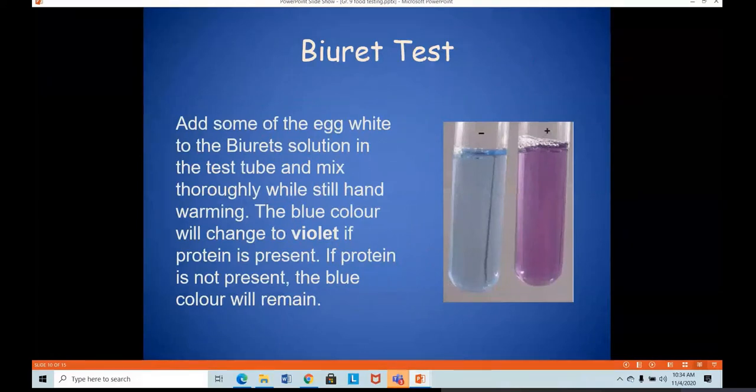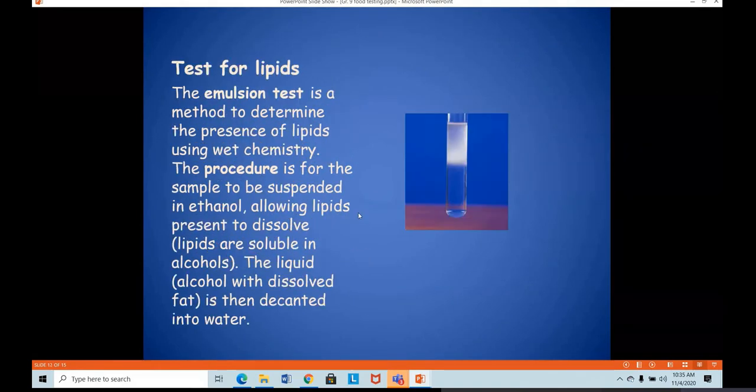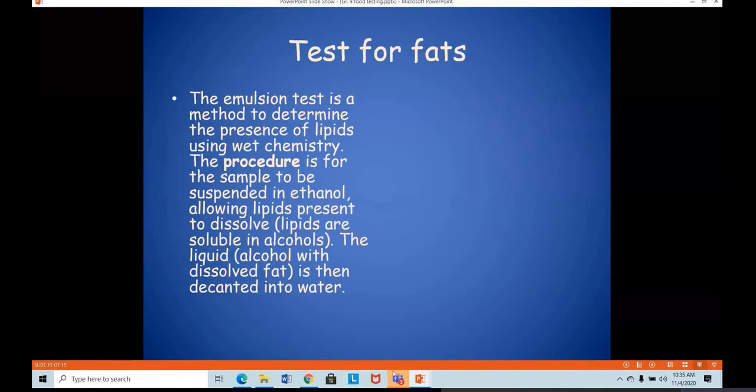So this is a Biuret test which we spoke about the last time, which is conducted for the presence of proteins in the food, and this is the test for the fats. Okay, so the name of the test is known as the emulsion test. The emulsion test is a method to determine the presence of lipids using wet chemistry. Okay, so what do you understand by wet chemistry?